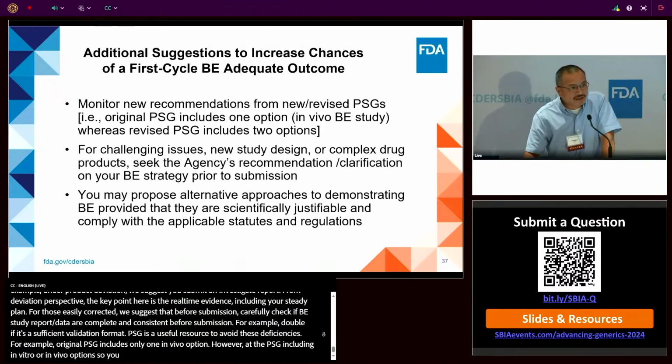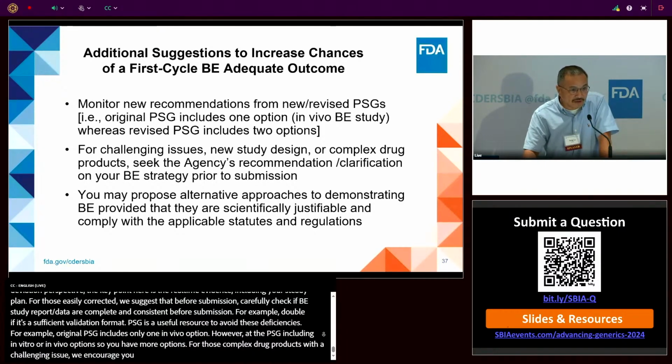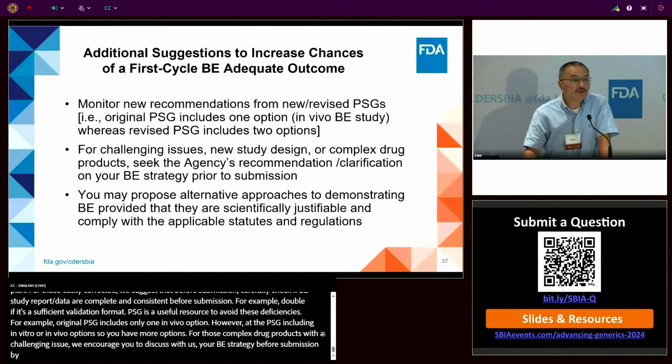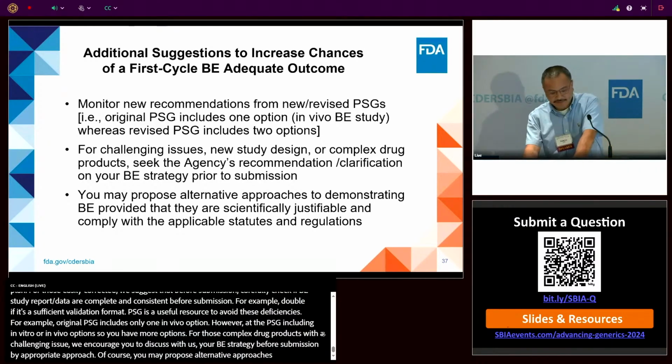For those complex drug products with challenging issues, we encourage you to discuss your BE strategy with us before submission by an appropriate approach. Of course, you may also propose an alternative in vitro or in vivo approach with a scientific justification.